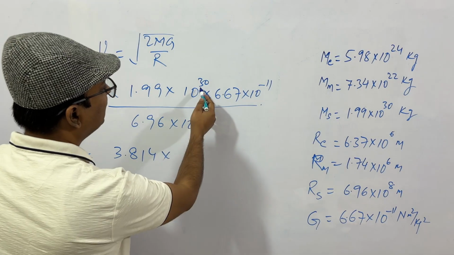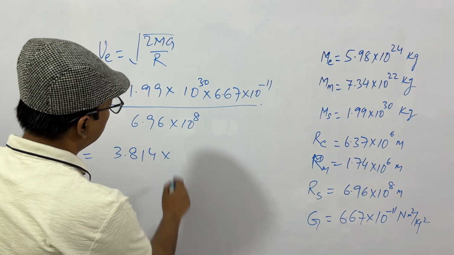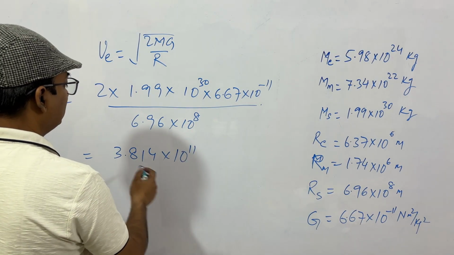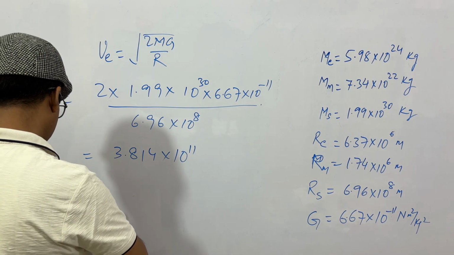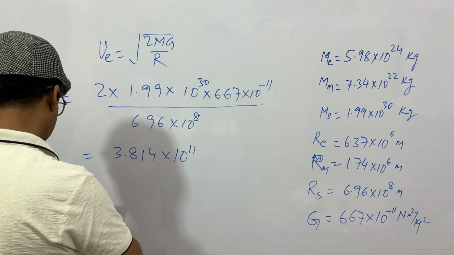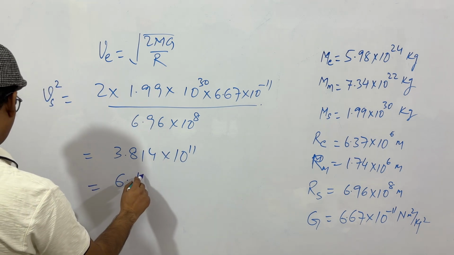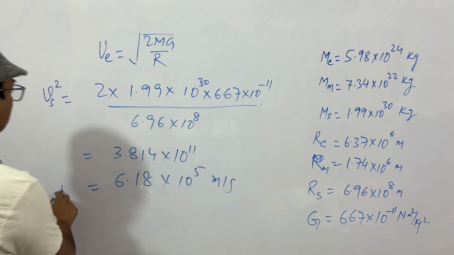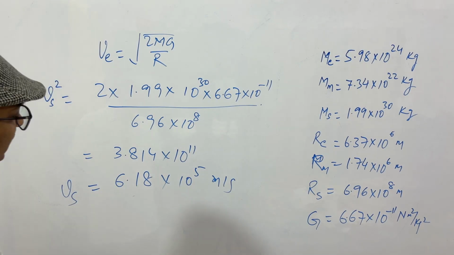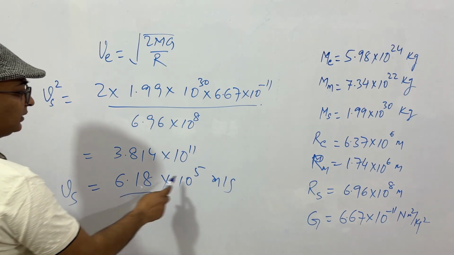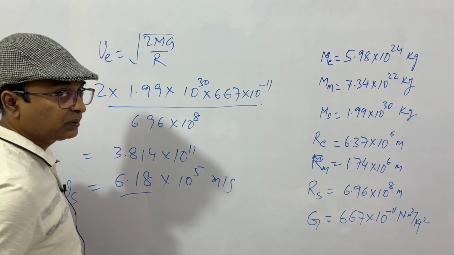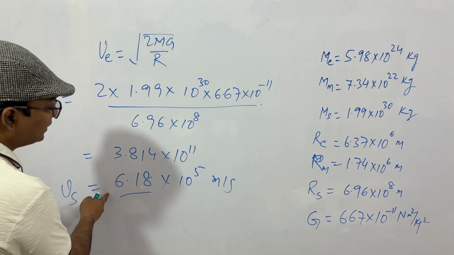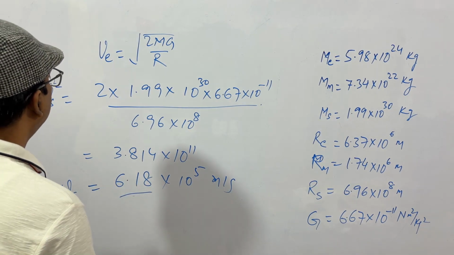It is 3.814 into 10 to the power 30 minus 19, so 10 to the power 11. So let it be 10 to the power 10. So it comes to 6.18 into 10 to the power 5 meters per second. That is the escape velocity at the surface of Sun, 618 kilometers per second, while it is 11.19 kilometers per second at Earth. So much bigger value.